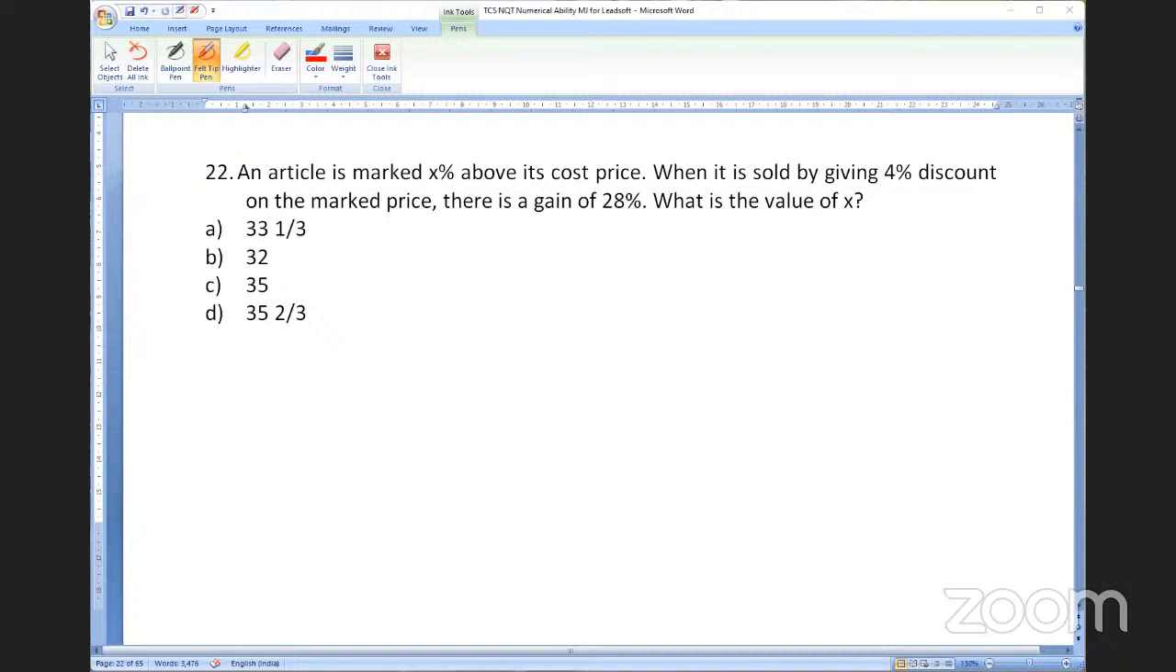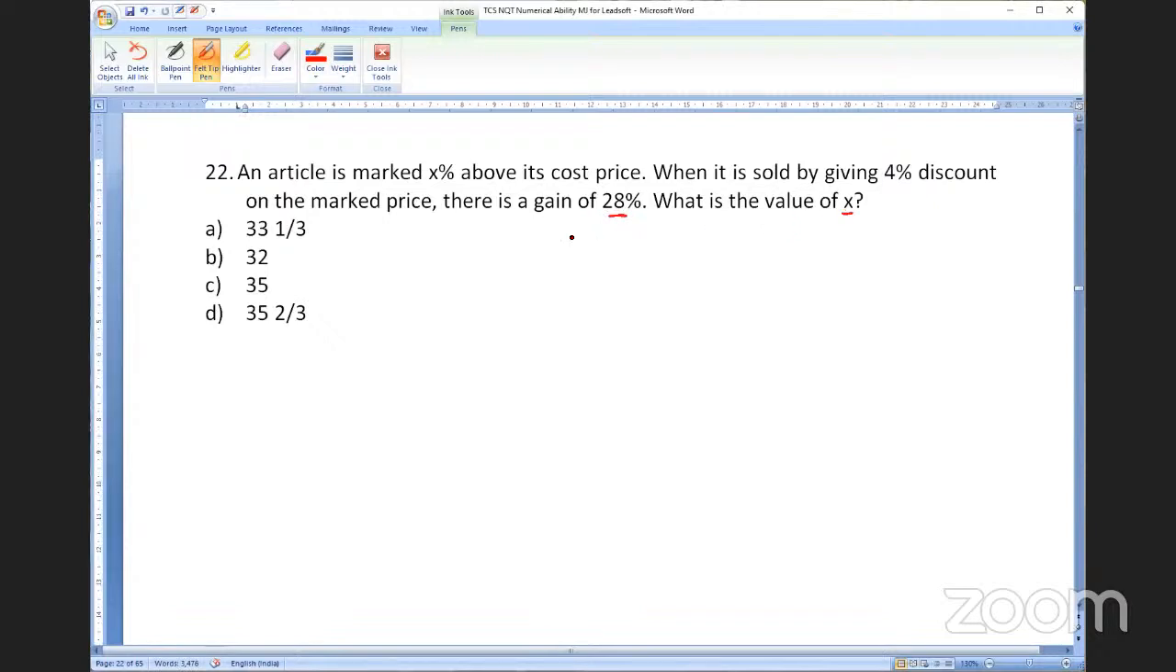Yes, time is ticking. Let's see what we have. An article is marked X% over its cost price. When it is sold by giving a 4% discount on the marked price, there is a gain of 28%. What is the value of X?